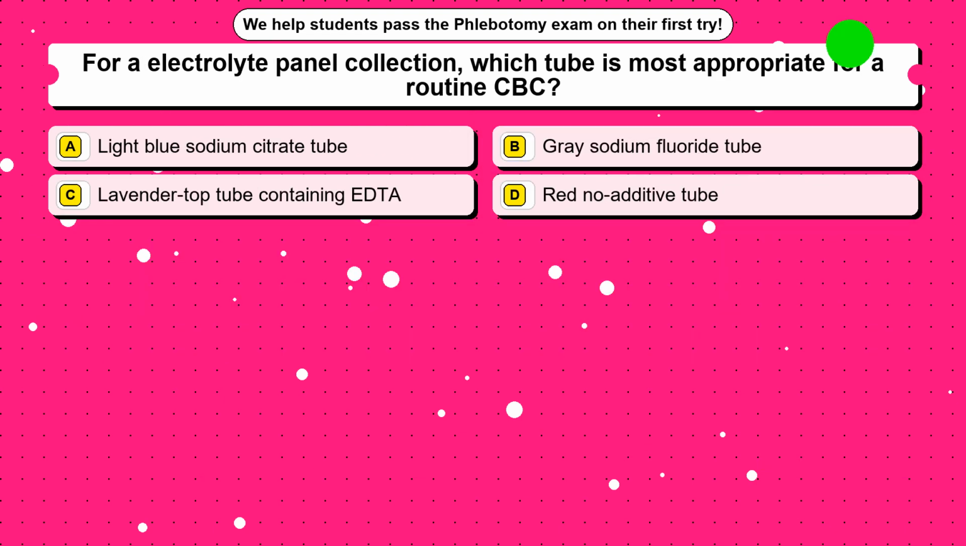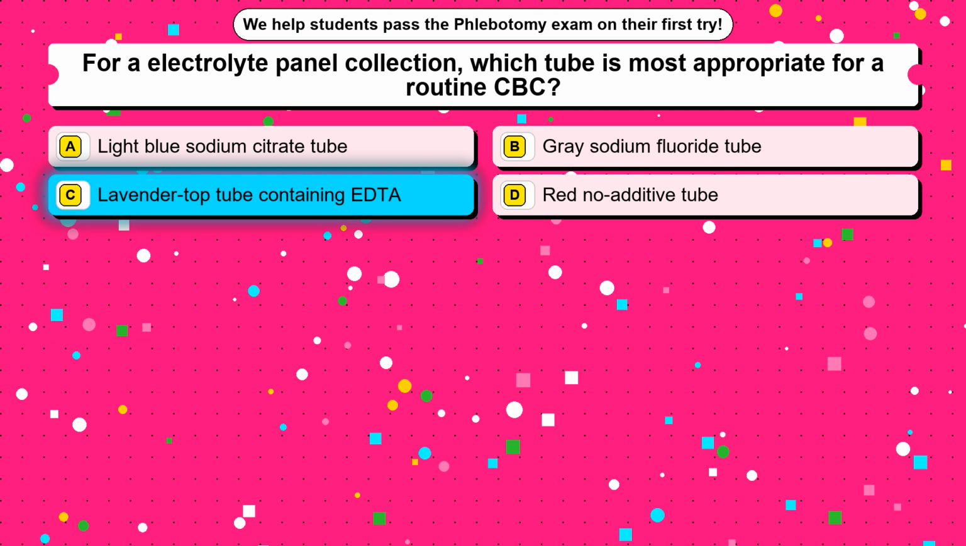Question 26. For an electrolyte panel collection, which tube is most appropriate for a routine CBC? Option A: light blue sodium citrate tube. Option B: gray sodium fluoride tube. Option C: lavender top tube containing EDTA. Option D: red no additive tube. The correct answer is option C.